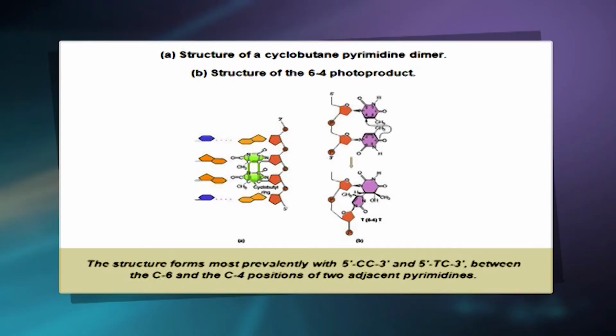This figure describes the structure of a cyclobutane pyrimidine dimer. It also describes the structure of the 6,4 photoproduct. The structure forms most prevalently with the 5' CC 3' and 5' TC 3' between the C6 and the C4 positions of the two adjacent pyrimidines.